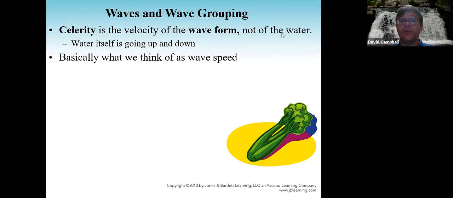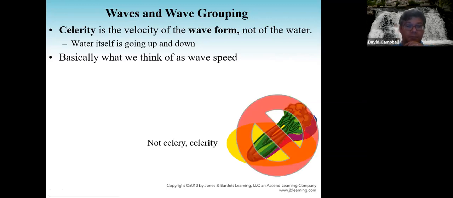Another important aspect of waves is how fast they are going, and the term for this is celerity, not celery. Why do we call it celerity rather than just speed? That's to emphasize again that it is the wave that is the speed we're looking at, not how fast the water is going in its little loops. We want to know how fast the wave is going, and the term celerity emphasizes that.